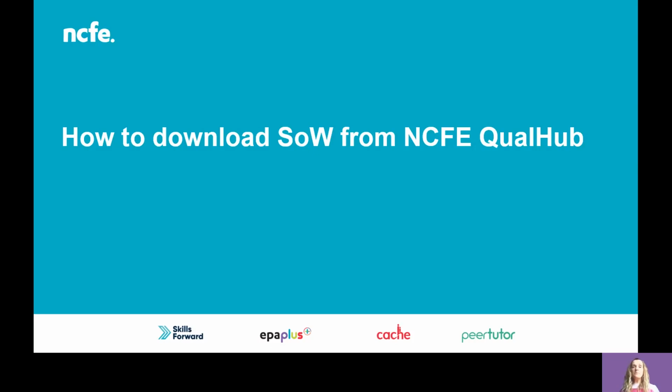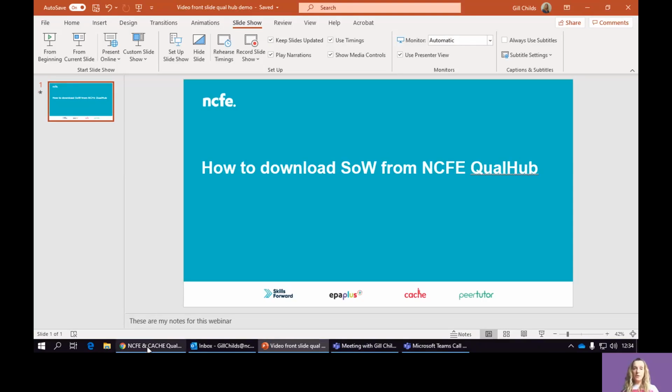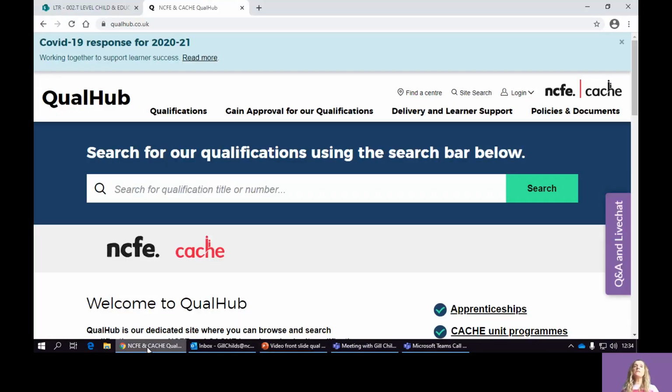Hello everybody, and today I'm going to show you how to download a scheme of work from the NCFE qualhub. First of all, you need to navigate to the NCFE qualhub site, and this can be found at www.qualhub.co.uk. So we're going to look for the health scheme of work for the T-level.